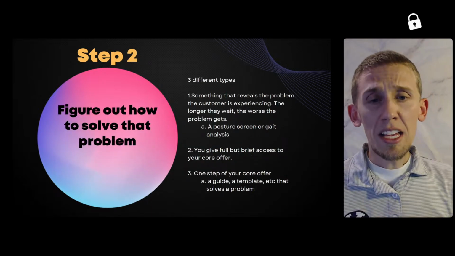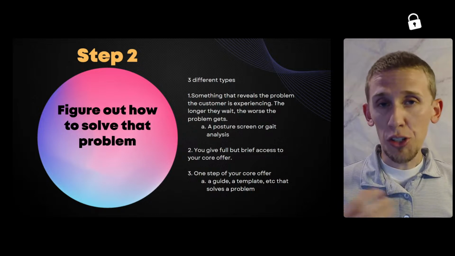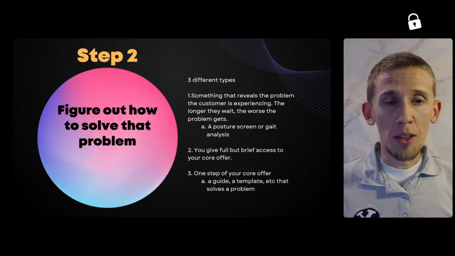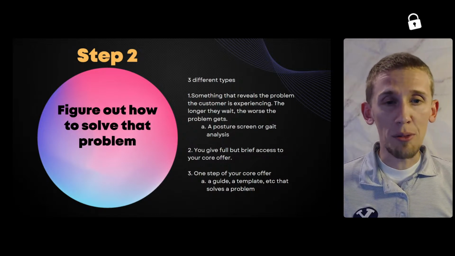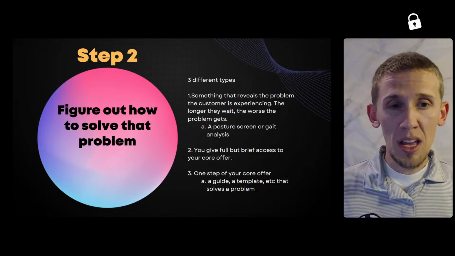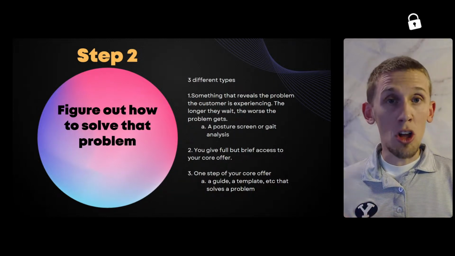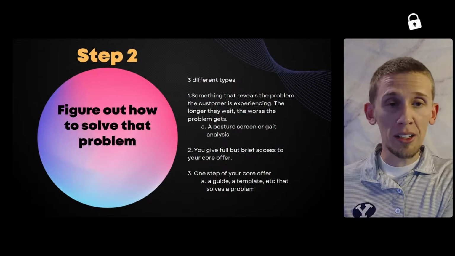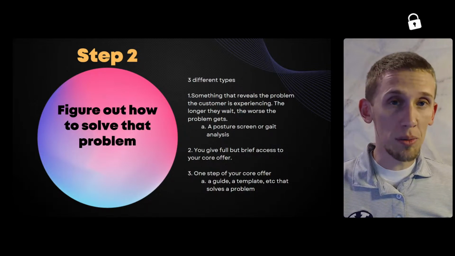So step number 2 is figure out how to solve that problem. And there are 3 different ways to solve that problem. The first is your lead magnet will be something that reveals the problem that the customer is experiencing, and it's going to emphasize that the longer they wait to get your lead magnet or to do something, the worse their problem is going to be.